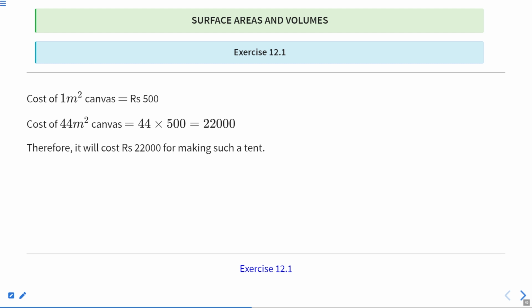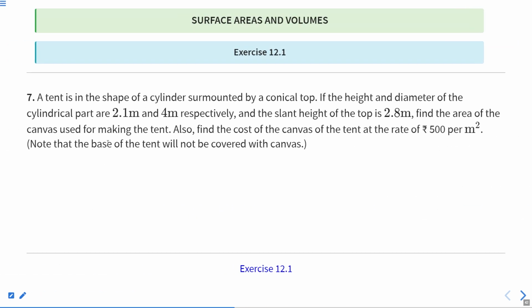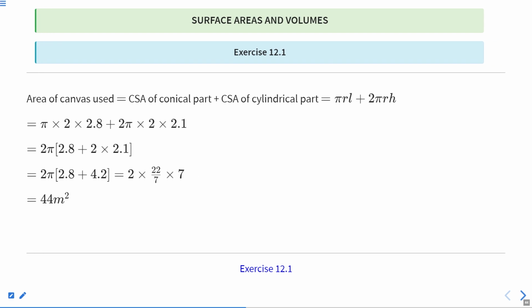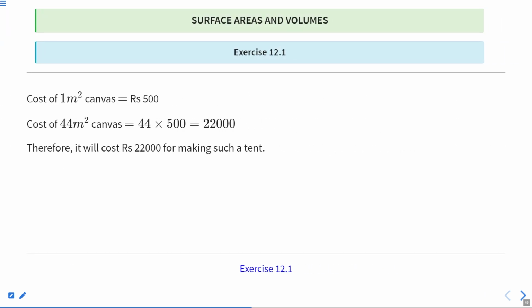And here the base of the tent will not be covered with canvas. So we were able to find the area of the canvas used for making the tent, and that is equal to 44 meter square. We are given the cost of 1 meter square canvas is equal to 500 rupees, and then the cost of 44 meter square canvas is equal to 44 times 500, that is equal to 22,000. So therefore it will cost rupees 22,000 for making such a tent.